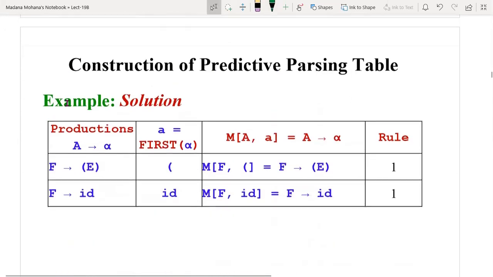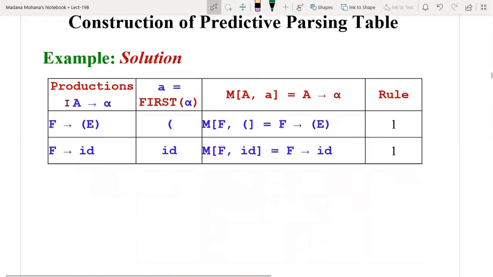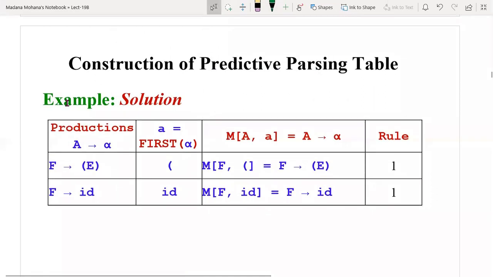So then finally we have the F productions. So now F also contains 2 productions. The first one is F derives E within parenthesis. Now here first of this one is directly left parenthesis as the first value. Now according to rule 1, M of F on left parenthesis, you can add the production F derives E within parenthesis, according to rule 1.